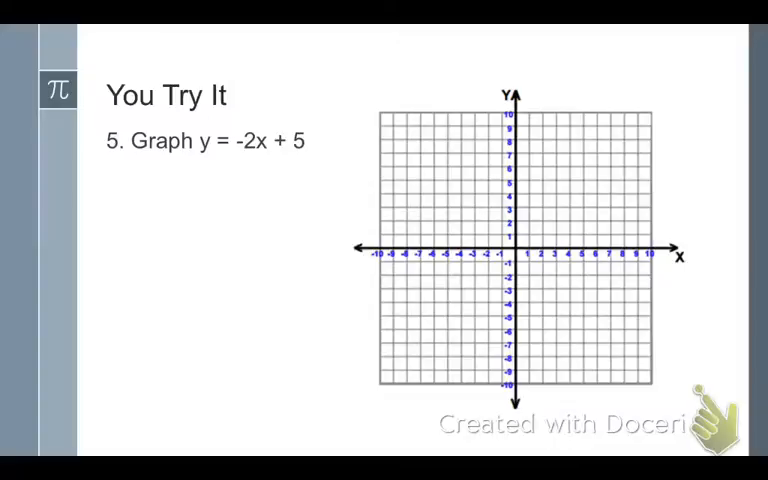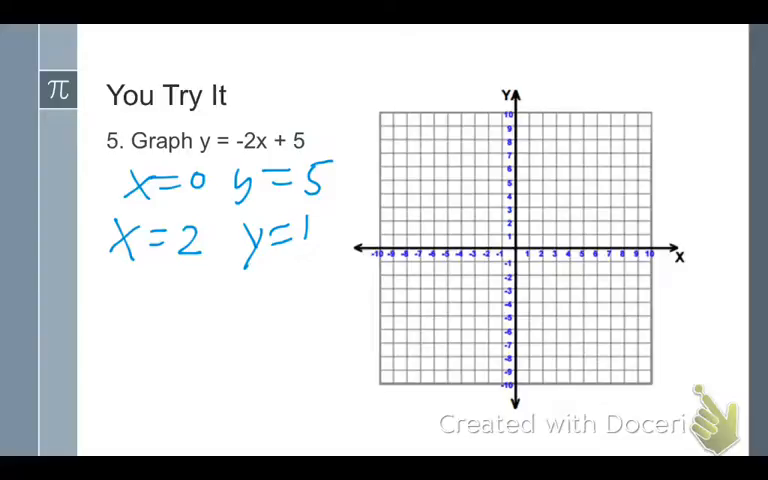Okay, so you've stopped the video, tried to graph this one, and come back to see what my graph looks like. Okay, so I picked x equals 0, and then I got y equals 5. And if I pick x equals 2, I get y equals negative 4 plus 5. I get y equals 1. So 0, 5, and 2, 1. Your graph should go in this direction, which you'll learn soon. You can tell it would be because of the negative 2 in front of the x. And it should be about like that. Now let's move to the next one.